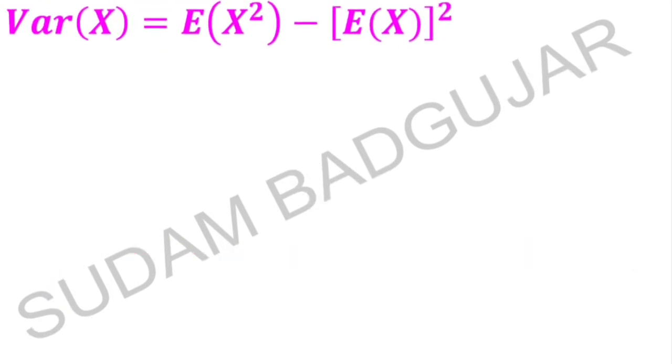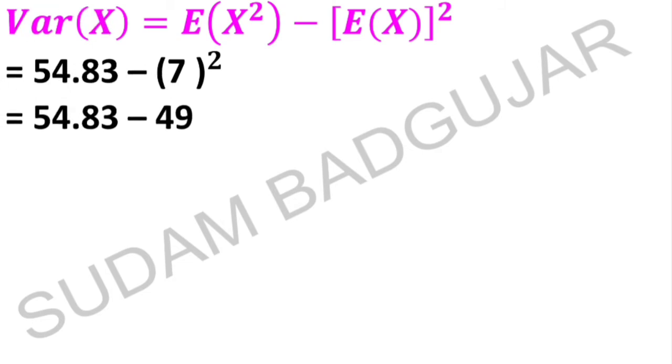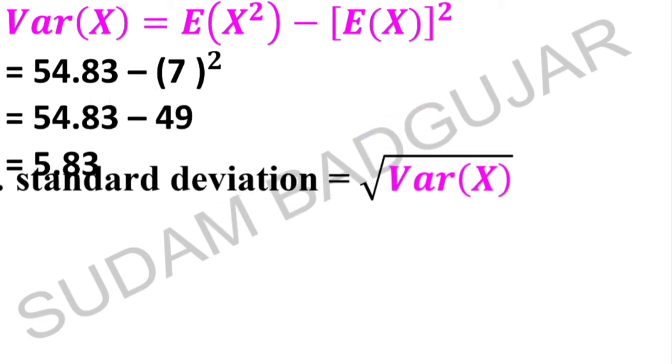So variance, you just have to substitute the formula for variance. Variance is equal to E of x square minus E of x the whole square. This formula is very important. Now substitute both the values here, that is 54.83 minus 7 square. What is 7 square? 49. It becomes 54.83 minus 49. After subtracting and simplifying, you will get 5.83. That is the variance.